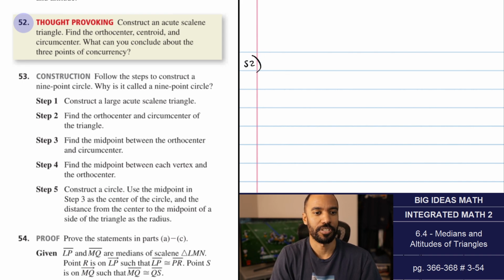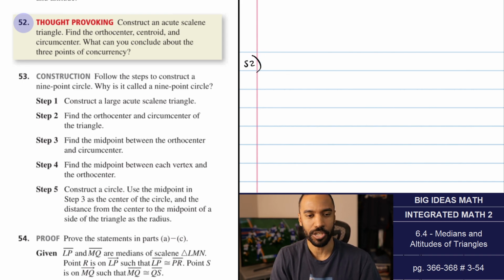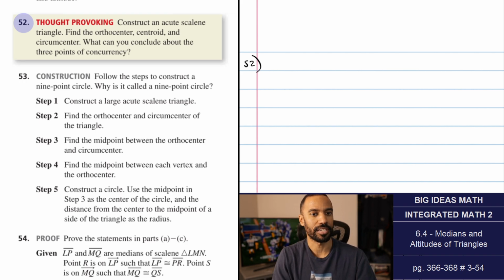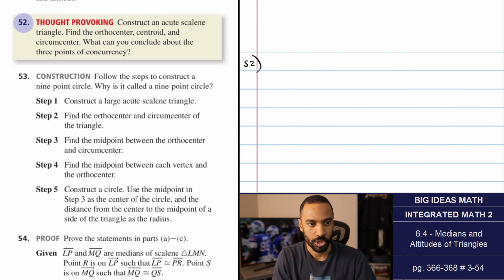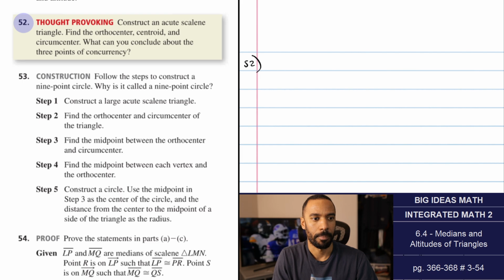All right, number 52. Construct an acute scalene triangle. Find the orthocenter, centroid, and circumcenter. What can you conclude about the 3 points of concurrency? I'm guessing the conclusion is they're all different and they're all inside the triangle. That's going to be a lot to do.